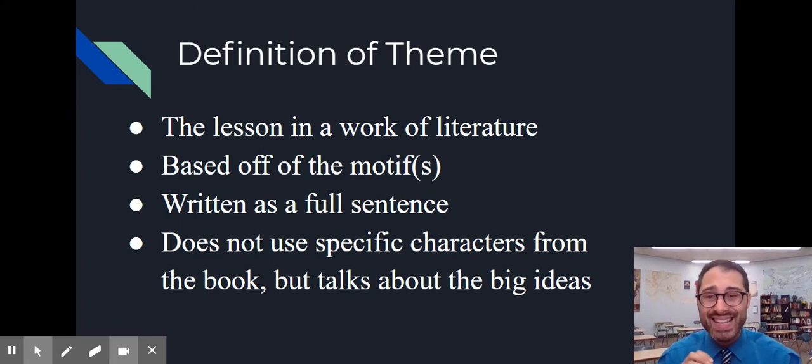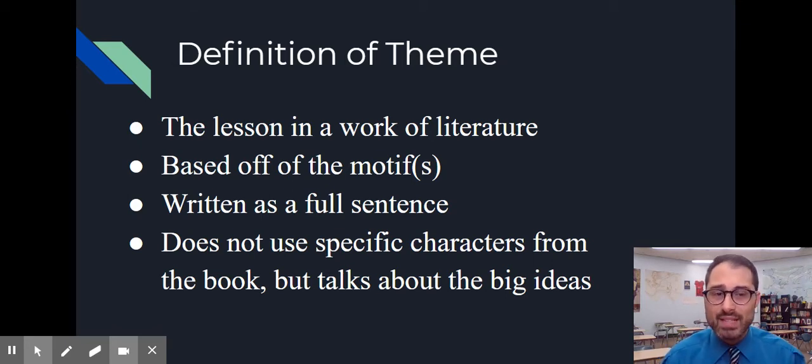And a theme is a lesson in a work of literature. It's the moral of the story. If you think back to Aesop's fables, the theme tends to be based off of the motif. So if the motif is love, the theme is going to be a full sentence about love. But we're not going to mention specific characters or events from a novel.